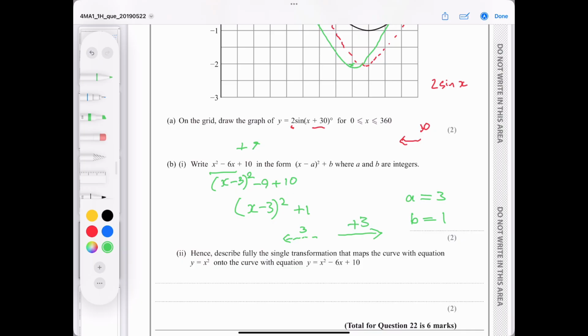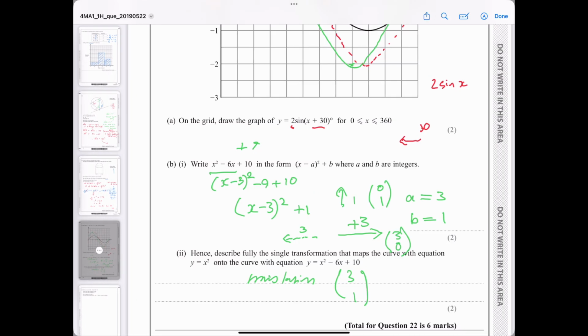So we go that way, and that means plus 3. So if we were going to put this in a vector, that would be in the form 3, 0. Now, just going up literally means going up 1, so that's in a vector 0, 1. So if we put that together, we can do a translation in the form 3 over 1. And that gives us the answer.